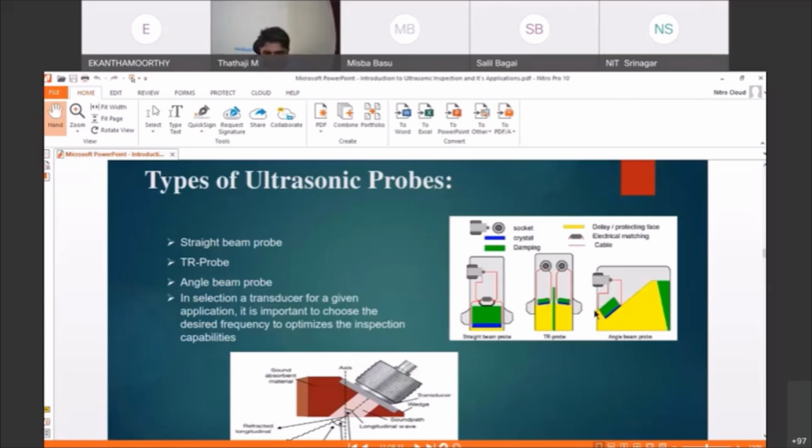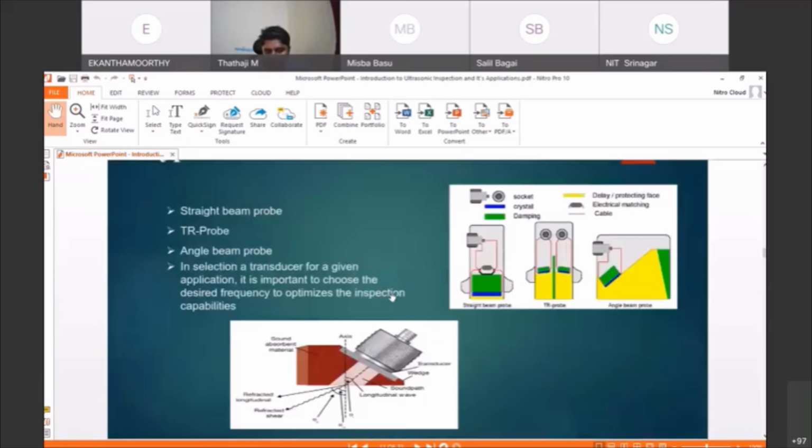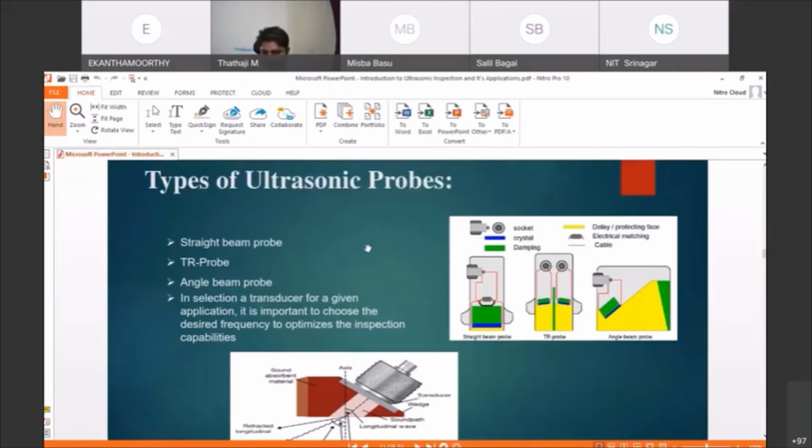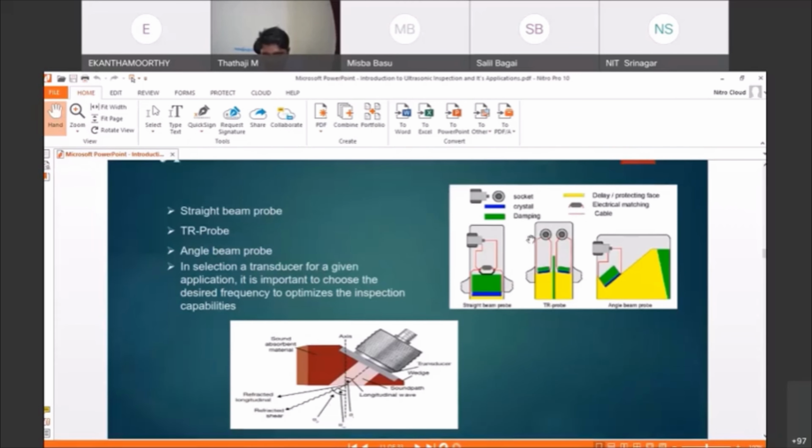And one more type is angle beam probes. These are mostly used for weld inspections. See, this is the basic angle probe design. The crystal is set at an angle so that it delivers a beam at a certain angle. Generally, we have 45, 60, and 70 degree probes, which are the common ones in industry. These are the basic types of probes and their designs.